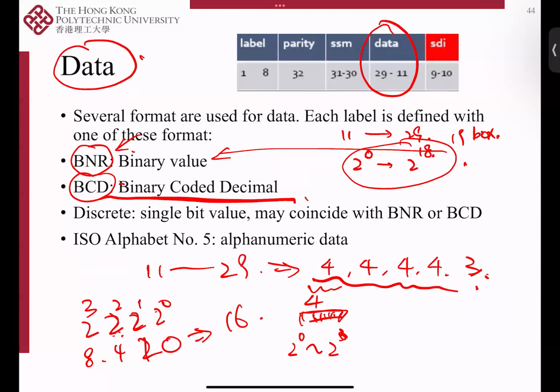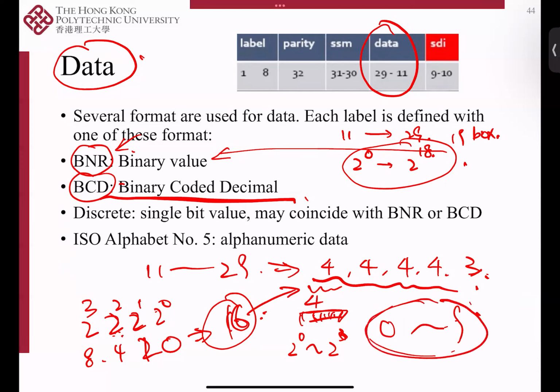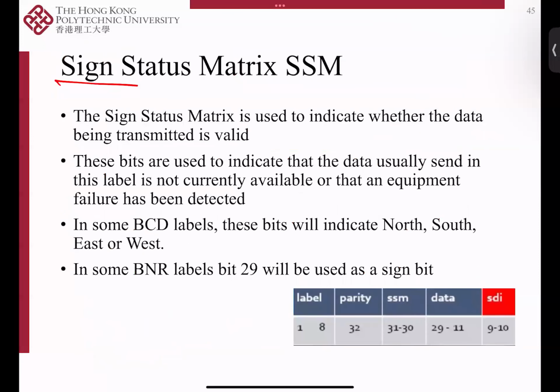You have 16 things. So this is already enough for you to evaluate something related to 0 to 9. That's why it used 4 boxes to do so. The other one is a signal status matrix.